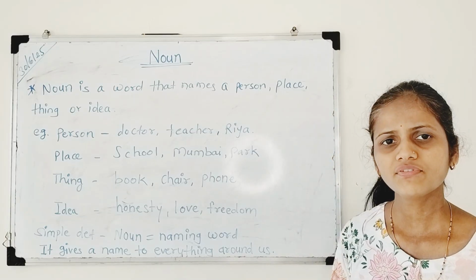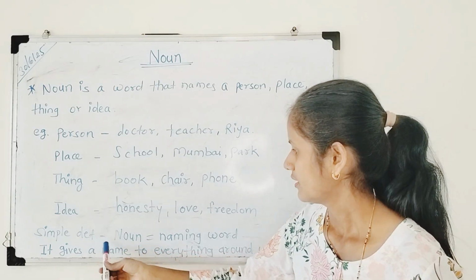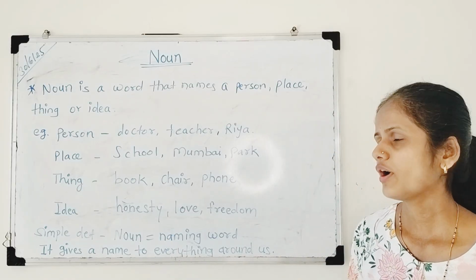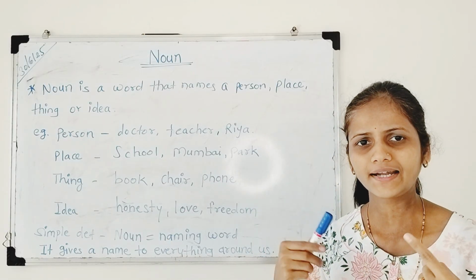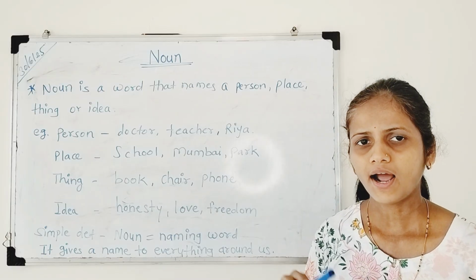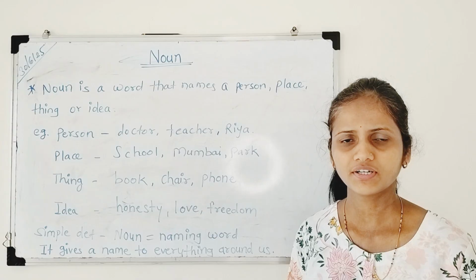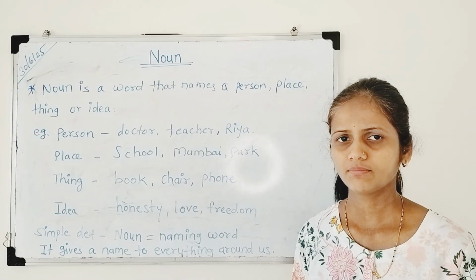Okay. So the simple definition of nouns is what? Noun equals to naming word. Okay. It gives a name to everything around us. So that is meant by noun. Okay. Now after that we are going to see the types of nouns. Different types are there. Let's see one by one.